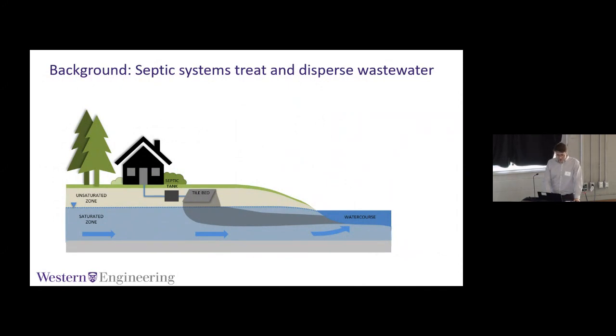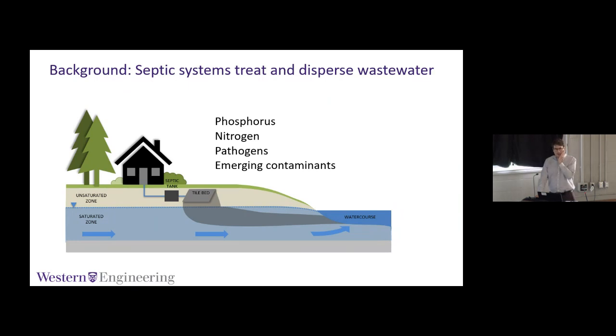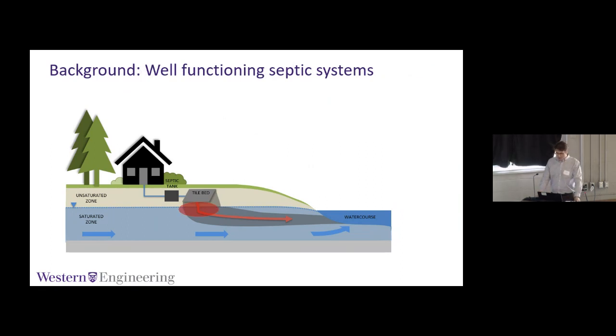A bit of background on how septic systems treat our household wastewater. Residential wastewater often has high concentrations of phosphorus, nitrogen, pathogens such as E. coli, and emerging contaminants. When the household wastewater enters the septic tank, primary settling of the solids occurs before the tile bed distributes the effluent evenly to the subsurface below, where further attenuation can take place. Once the septic effluent plume travels to the groundwater table, it mixes and becomes groundwater.